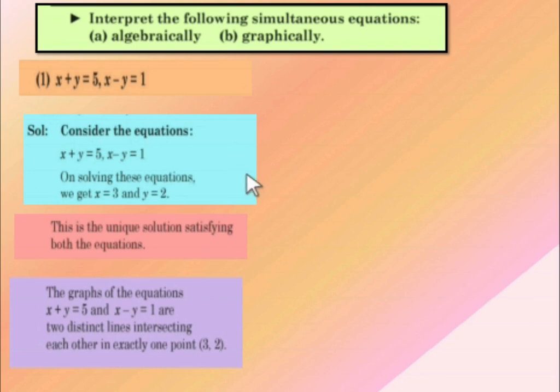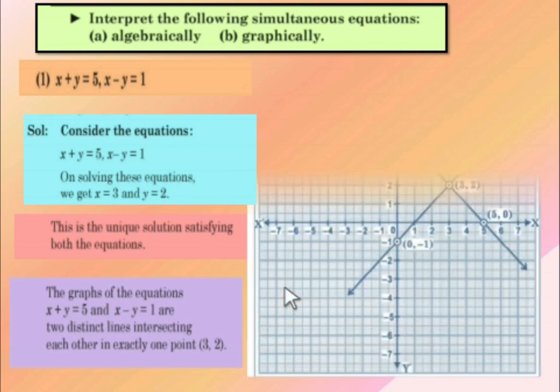You should not do monotonously what you are doing. When you solve these two equations algebraically, you get a unique solution that satisfies both the equations. When you do it graphically, again you get the same number. It is a common point for both of them. So, solving graphically or solving algebraically, you get the same common point. Okay? Hopefully you have understood.